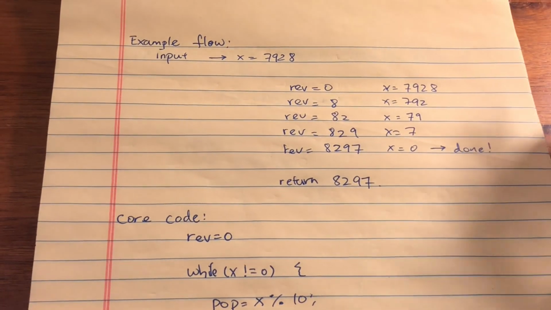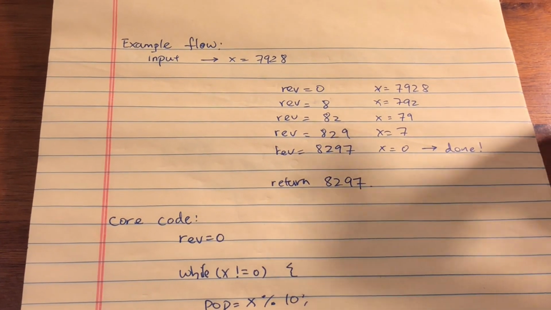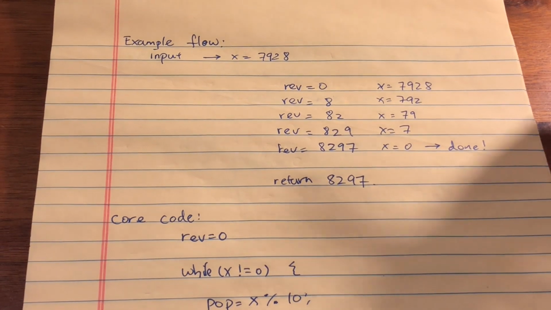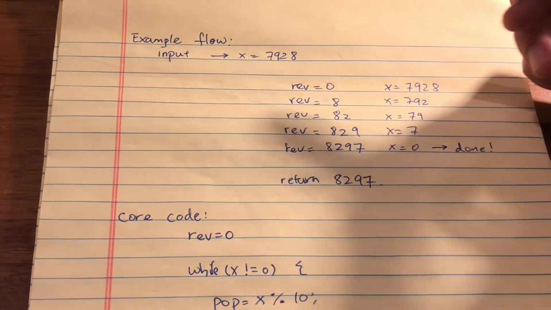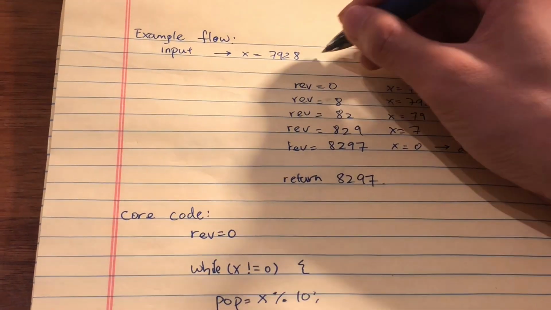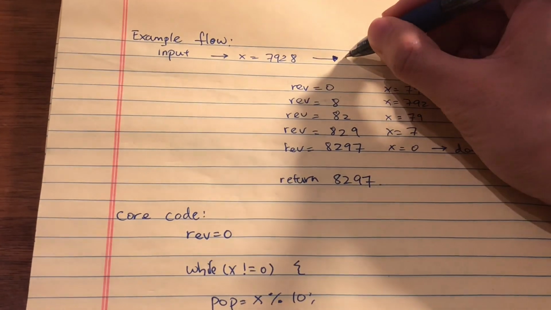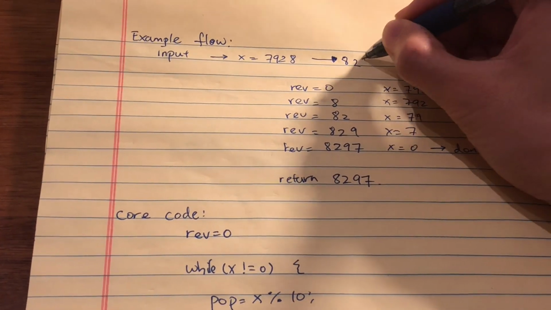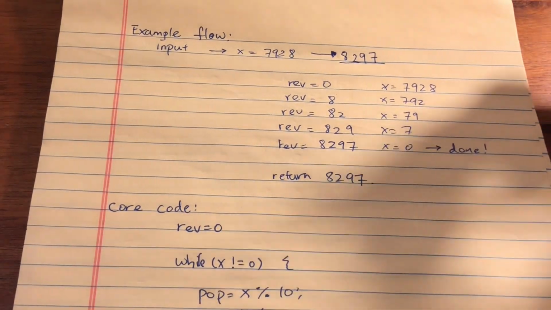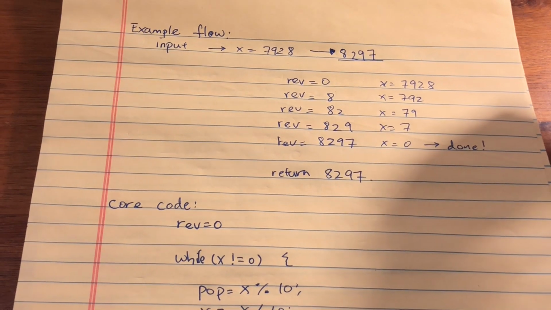Before we implement the reverse function, we should have an idea in our mind how it will be implemented. So to do that, I usually like to draw an example. So in this case, suppose the integer itself is 7928. Well, if we wanted to reverse it, for humans, it's fairly easy. We just write out the 8297 and it's reversed. But for computers to do it, there has to be a methodology for doing this.